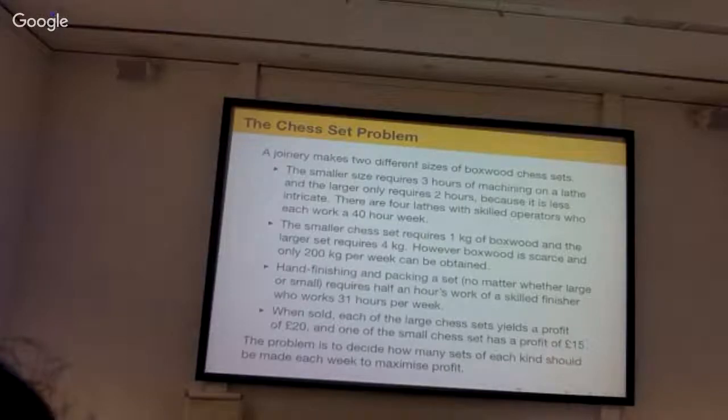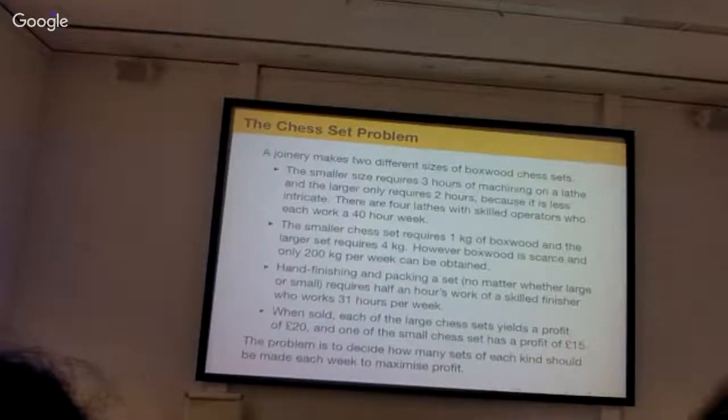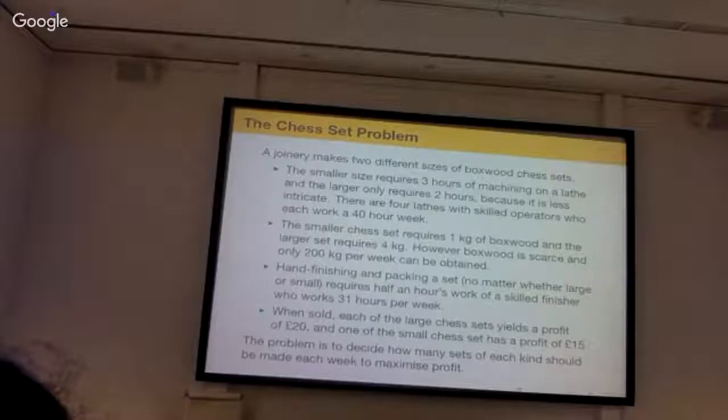So obviously, a resource translates into a constraint, because you're constrained by how much of the resource you have. We'll see that in a second. And what this says is that the large chess sets give us some profit for every set sold, and the small one as well. And now the problem is to decide how many sets of each kind we should make every week. Now we know what the problem is.